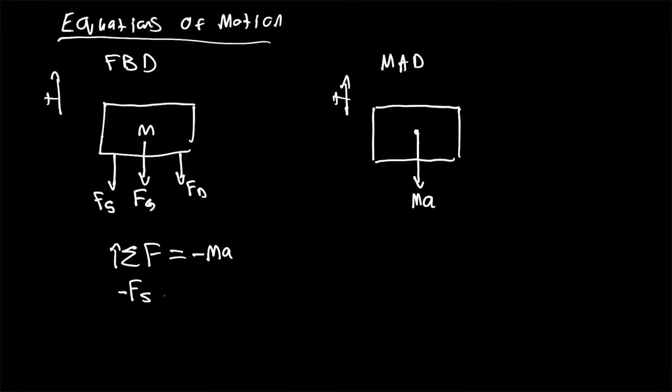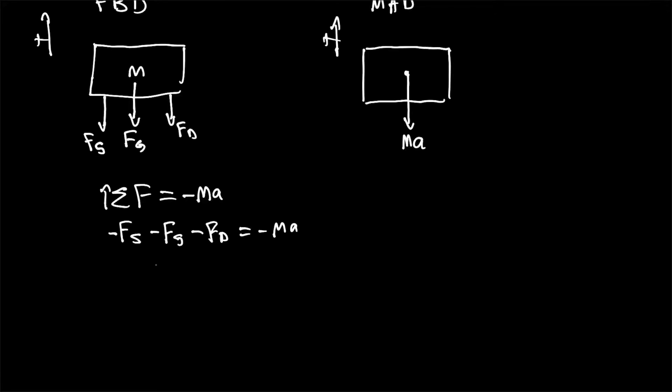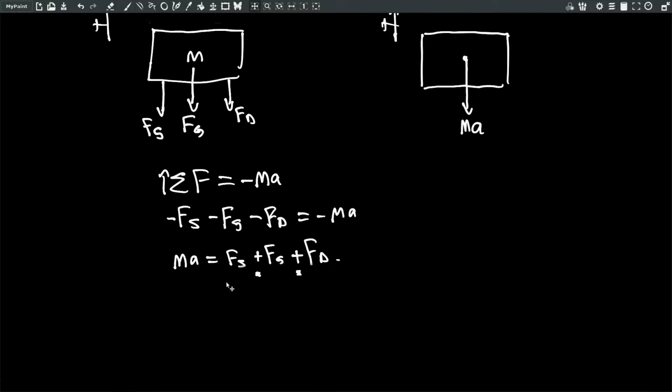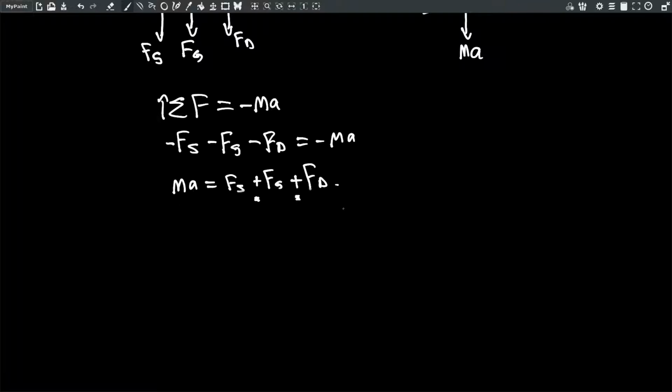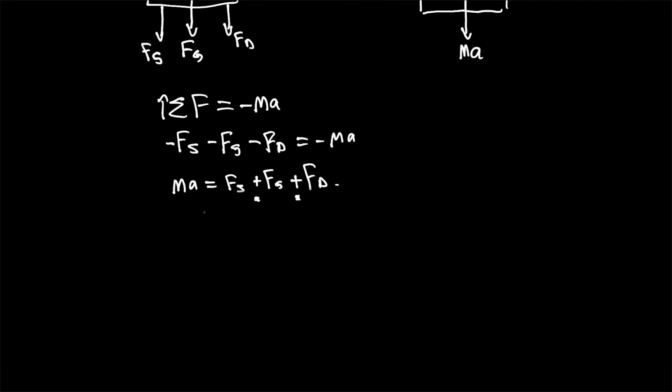We'll have negative Fs minus Fg minus Fd equals negative ma. And since that's all negatives in there, you might as well just cross out the negatives. So this is basically our whole dynamic equation. Let's take a look at the individual components of this.